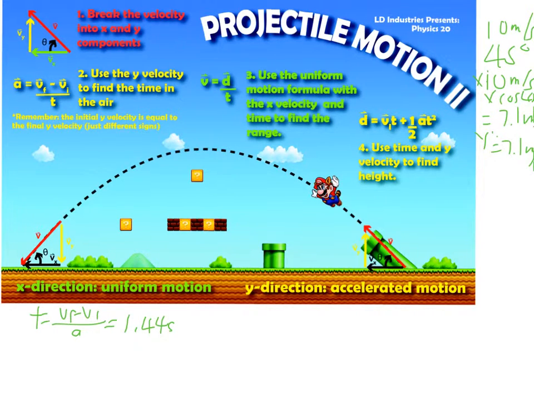Now, step three, we have to use the uniform motion equation, v equals d over t, to find our range, the x distance. So we use d equals v times t. Our velocity is not the 10 meters per second, but just the horizontal component here of 7.1 meters per second, multiplied by our 1.44 seconds, so that our answer is 10.2 meters.